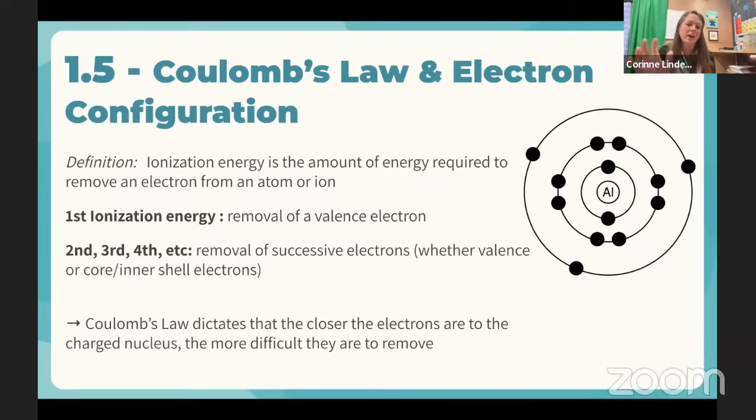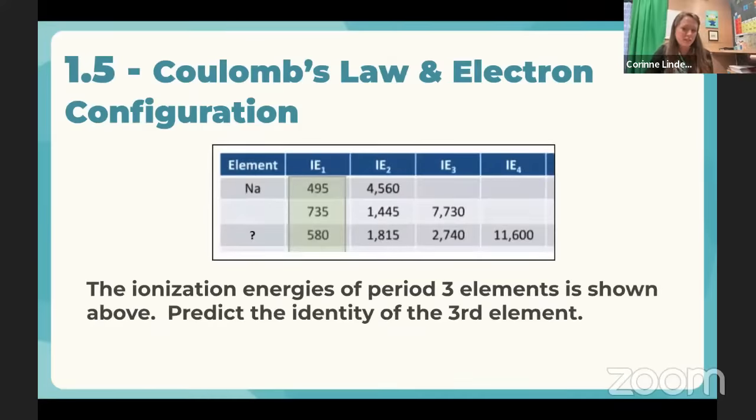Okay, so the more positively charged protons you have in the nucleus, the more energy that's going to be required to remove those electrons. Because don't say this, but opposites attract, right? So if you have a lot of positive charge in your nucleus, all of the negatively charged electrons are going to be pulled in towards that nucleus, and it's going to take a lot more energy to rip them off from that attraction. So let's look at a sample problem here.